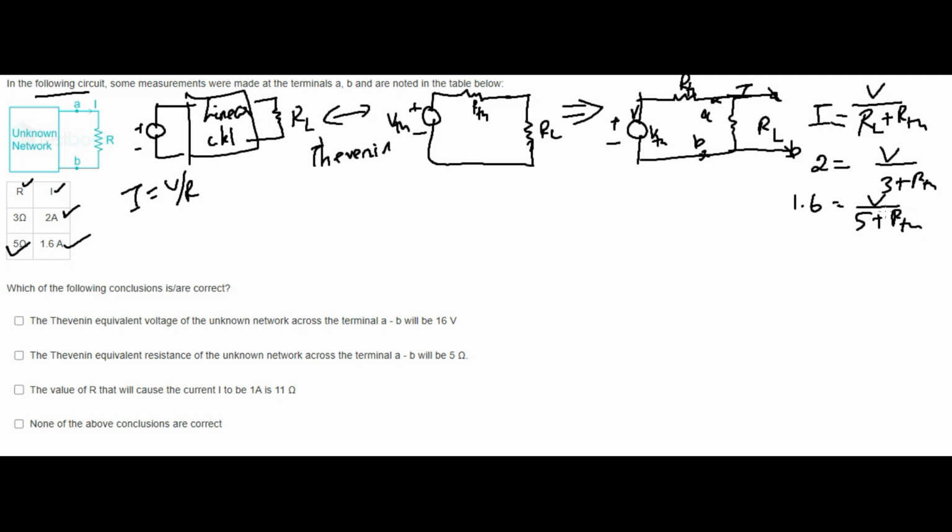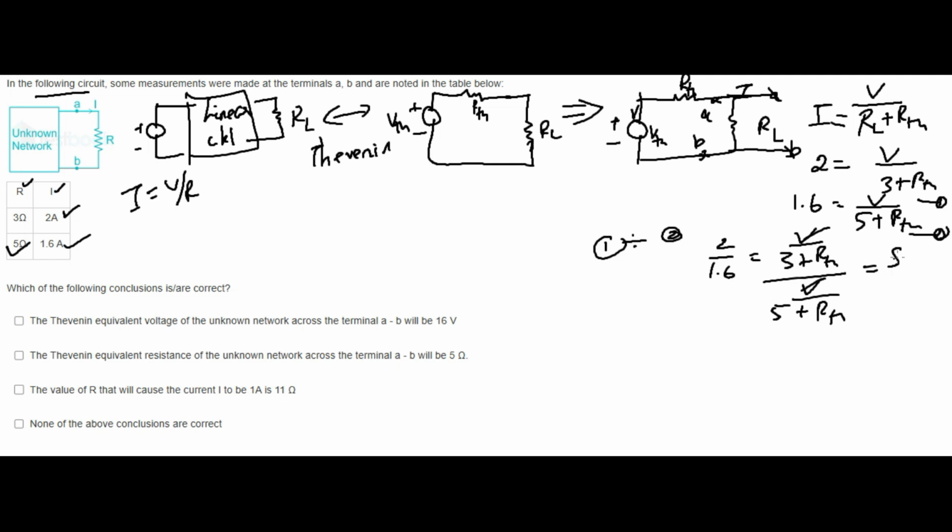Then what do you do? This is taken as 1 and this is taken as 2. So I can divide 1 by 2. So 2 divided by 1.6 equals V by 3 plus R Thevenin divided by V by 5 plus R Thevenin. So you can cancel V. So it is equal to 5 plus R Thevenin divided by 3 plus R Thevenin. That's all. Simple as that, right?